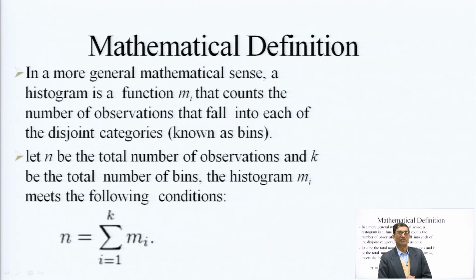The mathematical definition: in a more general mathematical sense, a histogram is a function mi that counts the number of observations that fall into each of the disjoint categories known as bins. Let n be the total number of observations and k be the total number of bins, then the histogram mi meets the following condition: n equals the summation of mi, where i goes from 1 to k.